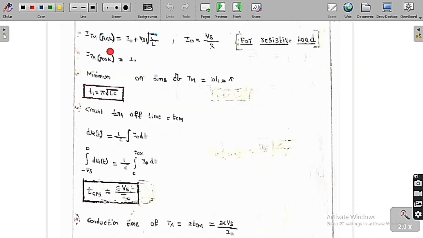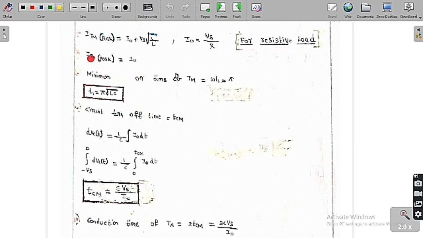If you want to know the maximum amount of current in the main thyristor, it is equal to I0 + Vs times the square root of C by L. This we can get from the graph itself. I0 + Vs times the square root of C/L is the maximum current in the main thyristor, and I0 is equal to Vs/R, because the output voltage is equal to the source voltage when the main thyristor was on. Therefore I0 = V0/R = Vs/R, when the load is purely resistive.